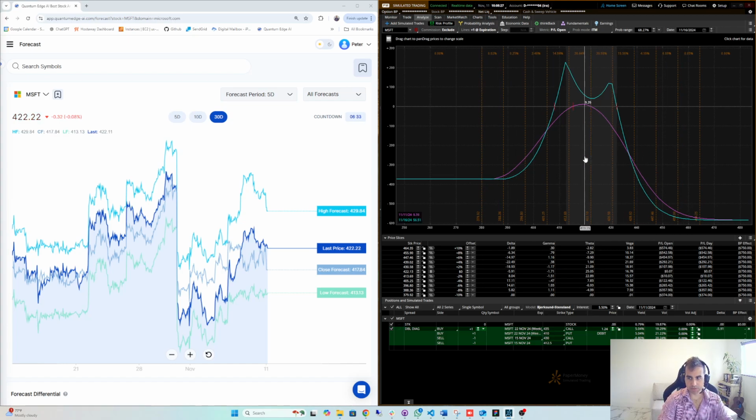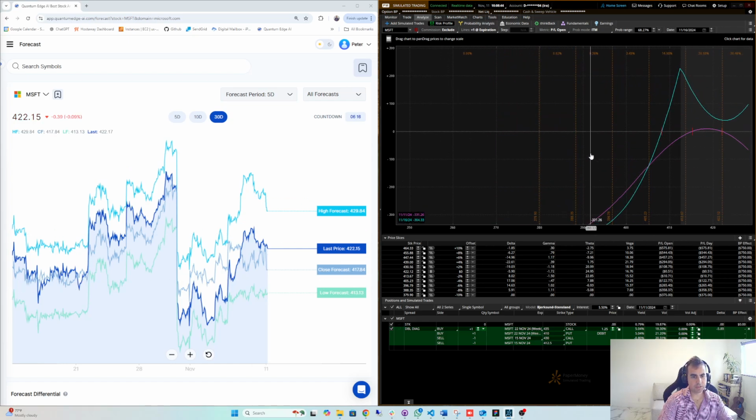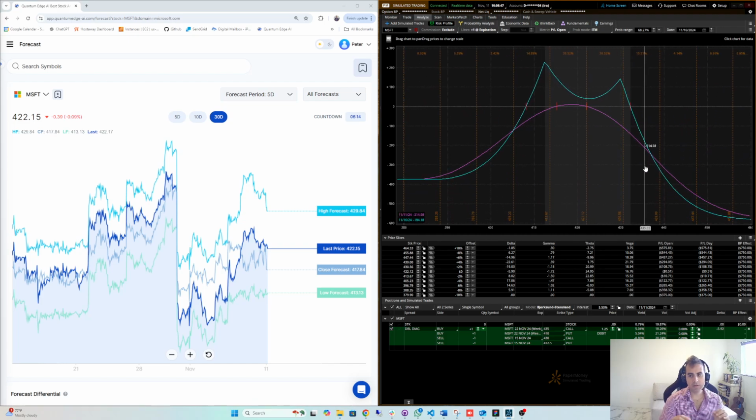Always construct your option spreads using the risk profile. Never send a trade without looking at the risk profile. Always look at this. Always look at the quantum edge high and low forecast, the close forecast, where its bias is, and use these tools to be within your risk parameters. Say you have a $100,000 portfolio. How many of these am I going to purchase? What is my risk? What is my total risk? What is the cost of the spread?